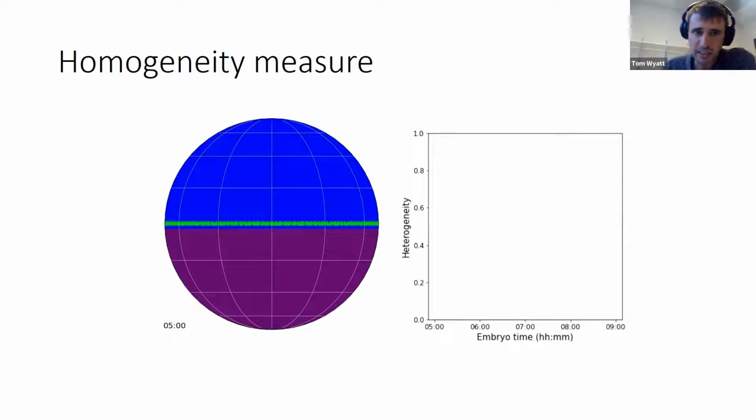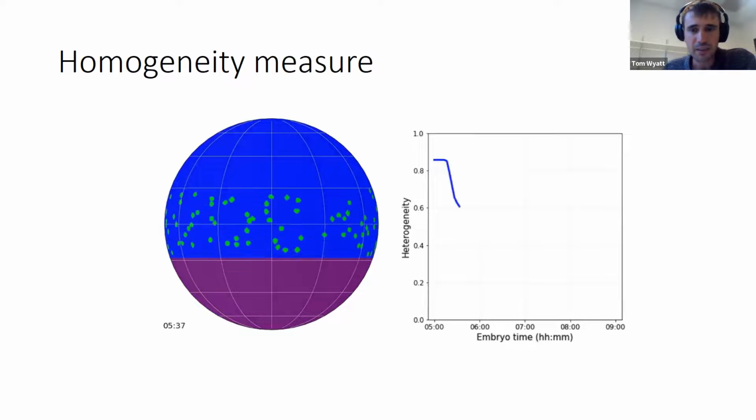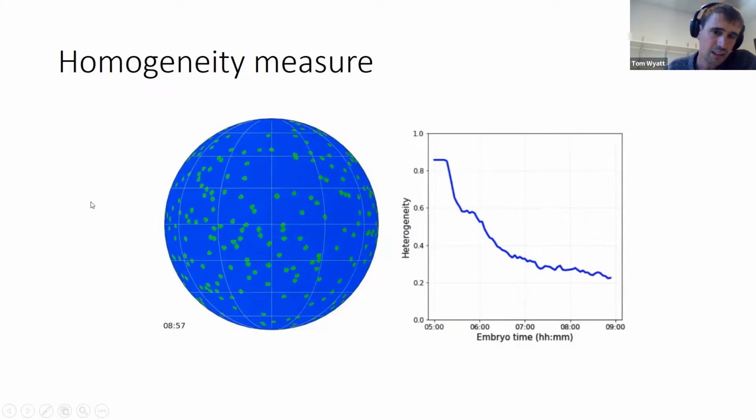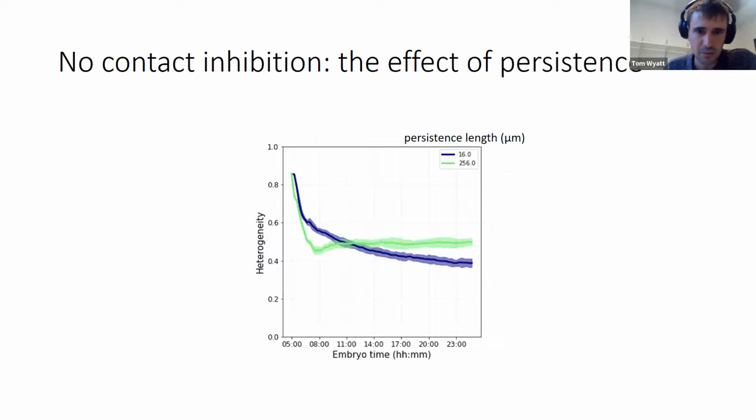So we can run simulations like so, where we can measure all along time how the heterogeneity is changing. And you can see that in this simulation, the measure is capturing how the cells are spreading over the embryo and creating this more homogeneous distribution. And now we can get back to that original question of comparing these different strategies. So these first results, we have the case where there's no contact inhibition, and we're comparing 2 persistence lengths. So one short persistence length and one long persistence length.